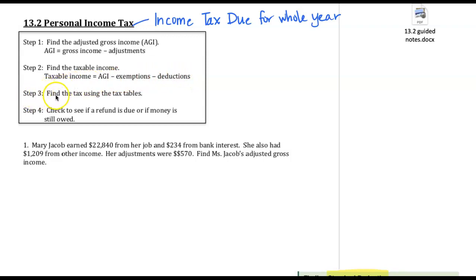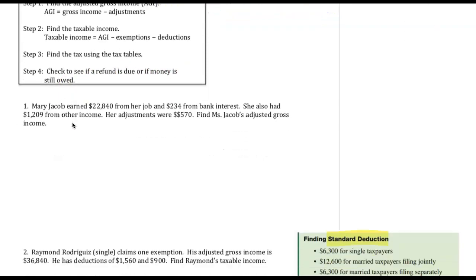Step 3 is we'll use the tax tables to find the tax amount that is owed for the whole year. And then sometimes you'll be asked this fourth step to decide if you've paid money throughout the year through some of your paychecks, do you have a refund that is due or do you owe a little bit more money? Okay. Let's start with question 1.